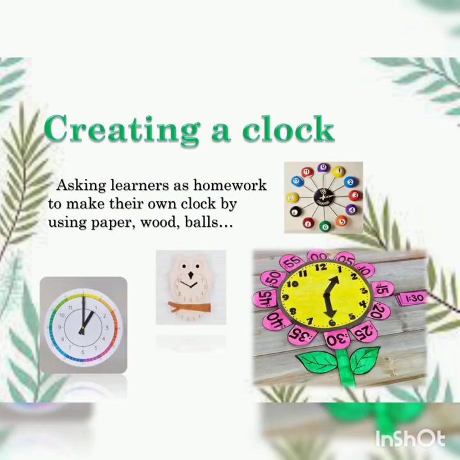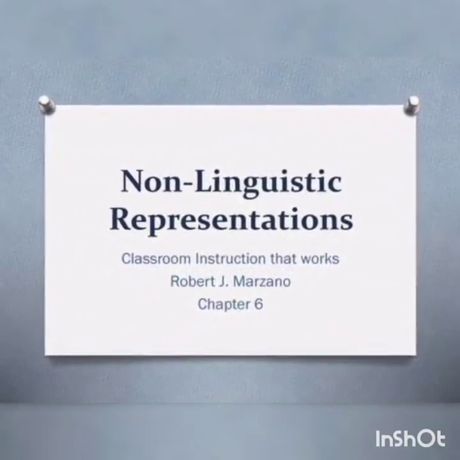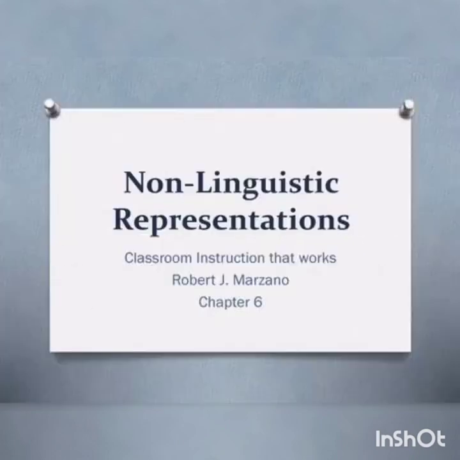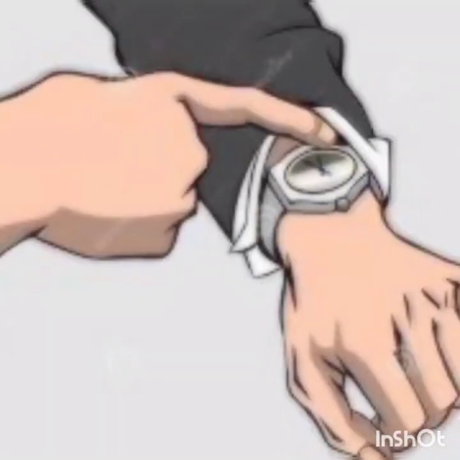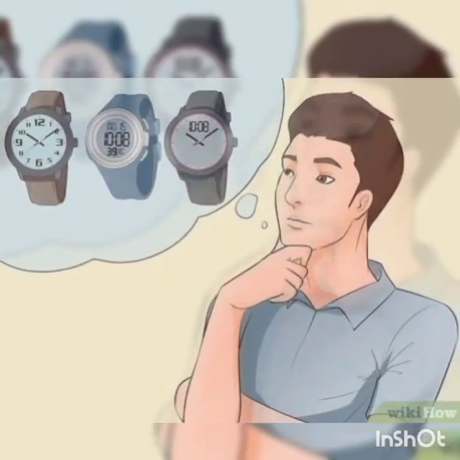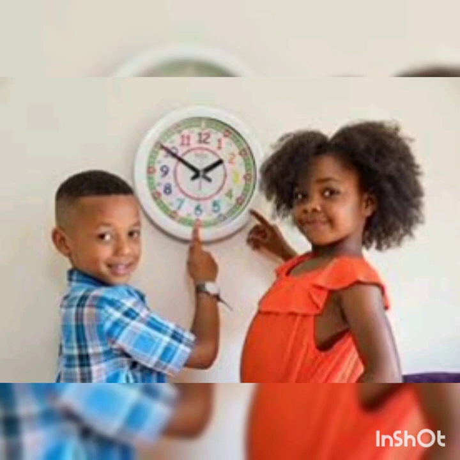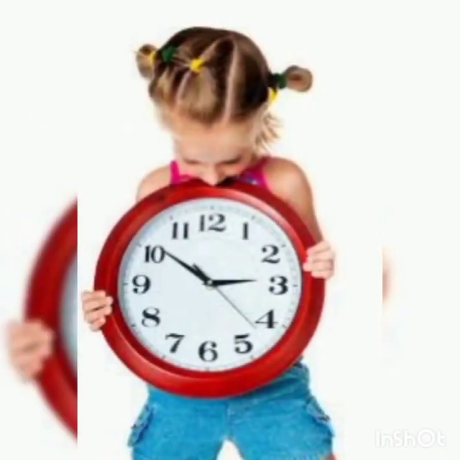Creating a clock: asking learners as homework to create their own clock is an effective traditional non-linguistic representation method of teaching. Non-linguistic representation strategies can also be used outside of the classroom. For example, wearing a watch daily and encouraging learners to use a clock in their daily life, taking the skill learned in the classroom and applying it in their daily activities, can increase learning.